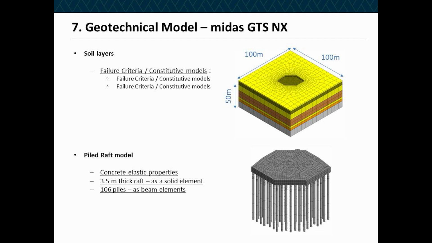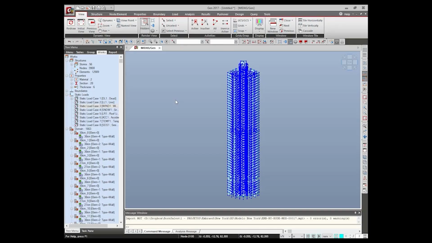So about the piled raft, we have a 3.5 meters thick raft meshed as a solid element, and the material, which is concrete, was considered purely elastic. Along with the raft, we have 106 piles, which were meshed as line to solid interface. Let me show you the model in MIDAS GTS NX.